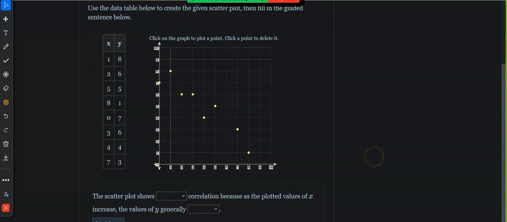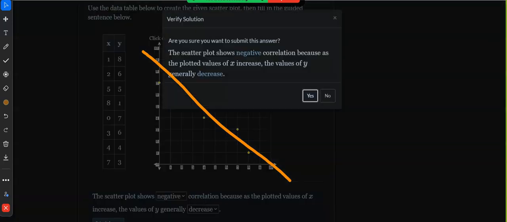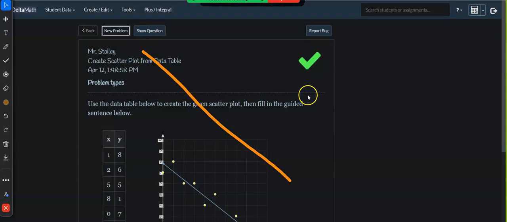Do you think that the pattern that you see here follows a positive slope or a negative slope? That's a negative slope. So, I would come over here, and I would say, this is a negative correlation, because as the plotted values of x increase, the plotted y values decrease. Okay, so simple. They're not always going to be positive. You might get a positive one. You just have to plot your dots and see. Now, let's see if it says I'm wrong. Nope. Okay, that's the first type of question.